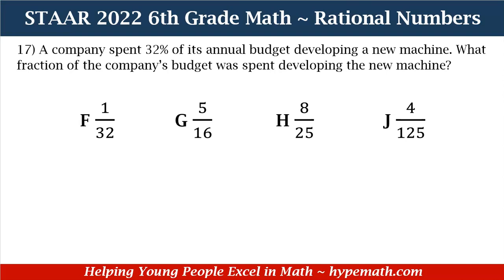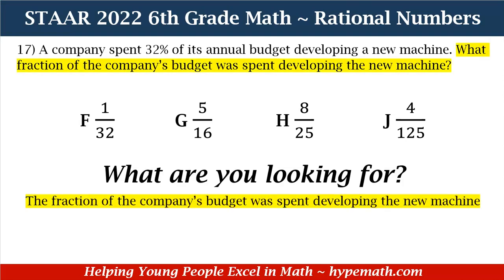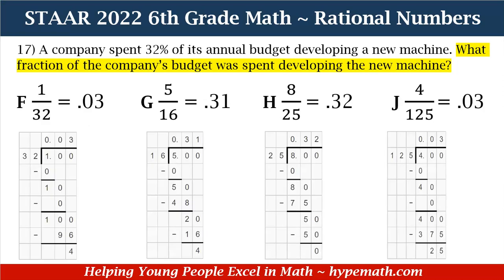Now, in order to solve this problem, the first thing that we're going to do is ask ourselves, what are we looking for? We are looking for the fraction of the company's budget that was spent developing the new machine. Now that we know what we're looking for, the next thing we need to ask ourselves is, what information can help find the answer? The information that can help find the answer is we need to first convert our fractions to a decimal, and that is what we've done. Let's look at every single answer choice.